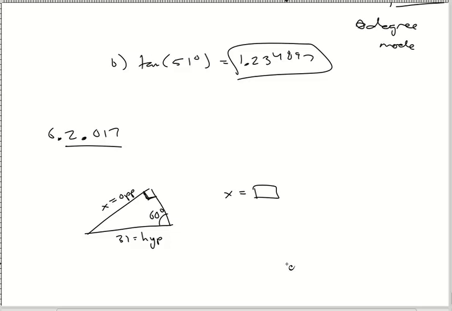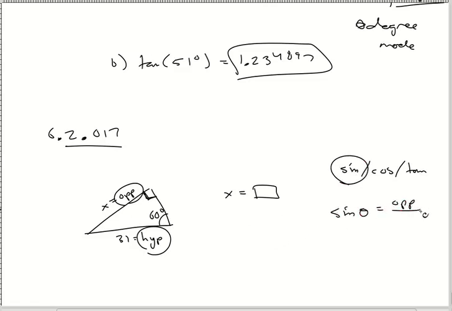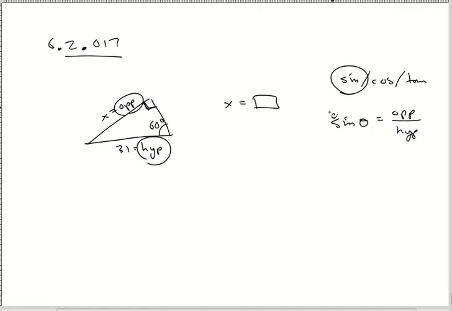I'm going to ask you, out of the sine, cosine, or tangent, which of these use the opposite and the hypotenuse together? Opposite and hypotenuse. Which one of these guys? It's the sine. The sine uses that. Remember that sine is opposite over hypotenuse, right? So I'm going to use the sine in order to solve this problem.